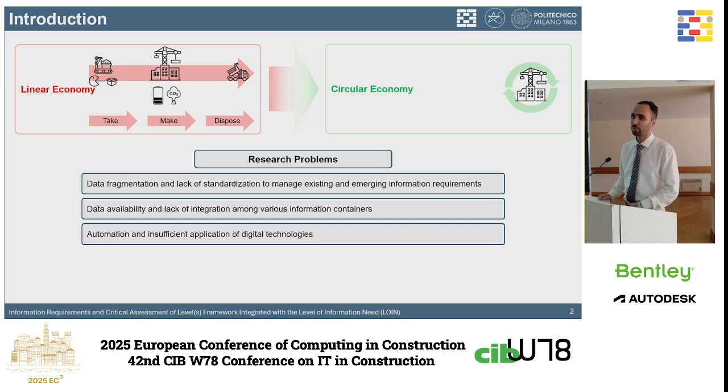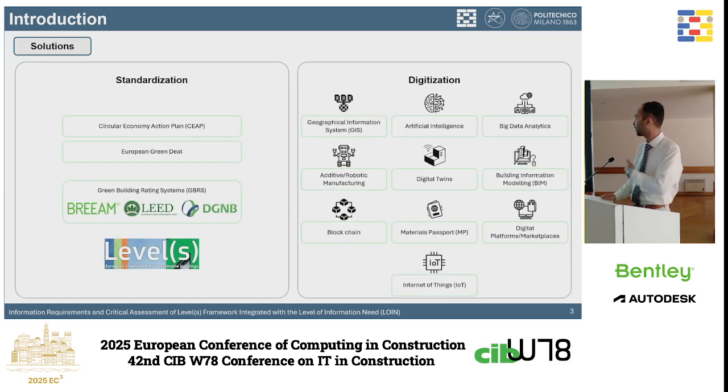But during the literature review in my PhD, I faced some important research problems, which are data fragmentation and lack of standardization to manage both existing and emerging information requirements, data availability, and automation. So we tried to find a solution, and we saw that researchers proposed moving towards standardization and defining frameworks such as the circular economy action plan and levels, and facilitating their application through digital tools like BIM, blockchain, material passports, and so on. However, we see that the industry is still too far from reaching the goals of the circular economy.